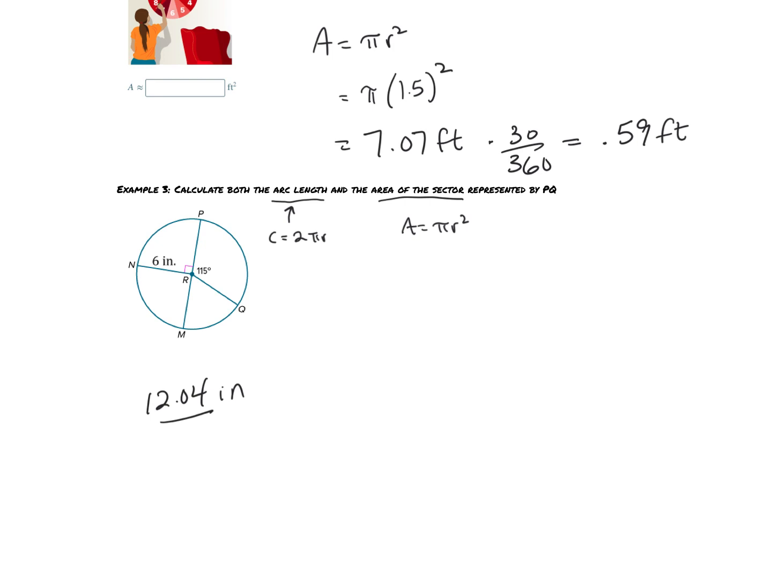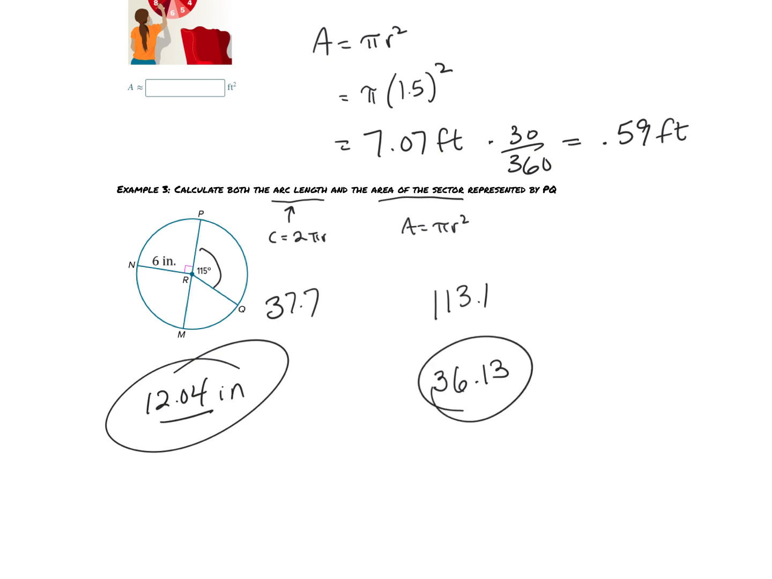Total circumference was 37.7. So when you multiply that times the 115 over 360, your final answer would be 12.04. Now for the area of the sector, the total area was 113.1, and when you multiply that by 115 over 360, you get your final answer for sector PQ as 36.13. Okay, those are your two final answers.